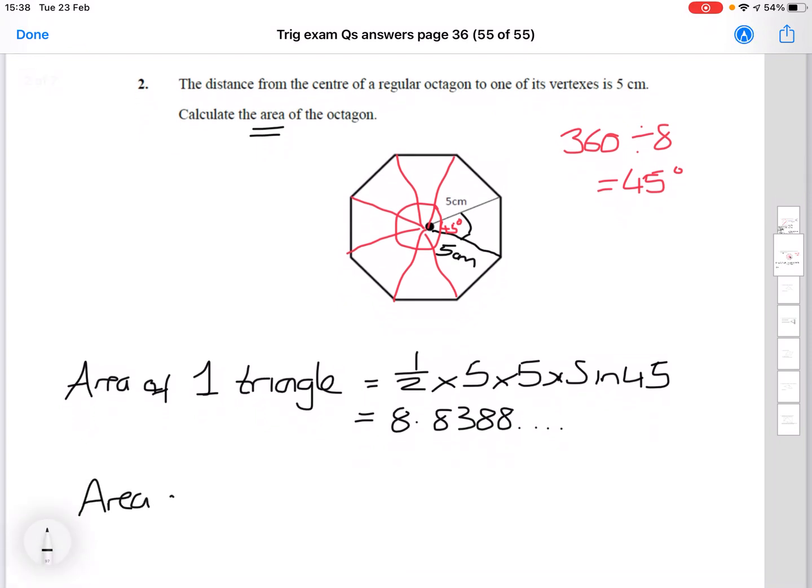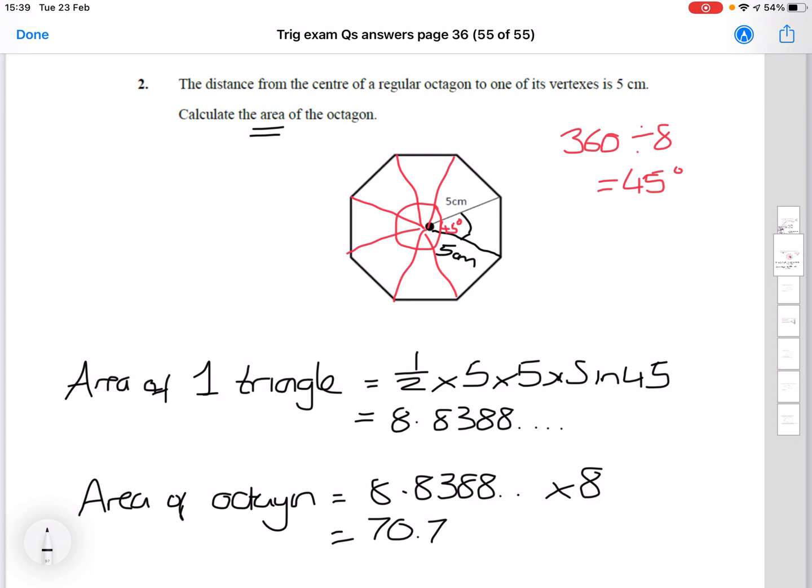So the area of the octagon will be that last answer times 8. So that's going to give you an answer of 70.7, and the units here would be centimetres squared.